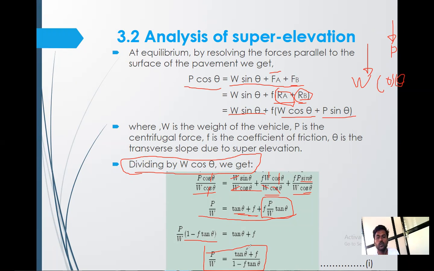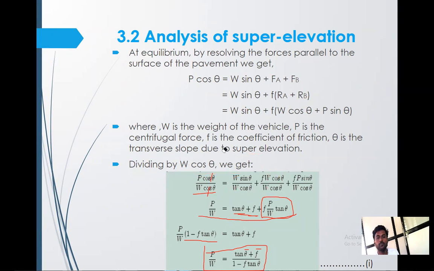But here, although the number of terms are there, theta, F, P, W, we are not getting the superelevation E directly. So for that we will go for simplification of this equation. We have got the final equation as P by W is equal to tan theta plus F divided by 1 minus F tan theta.